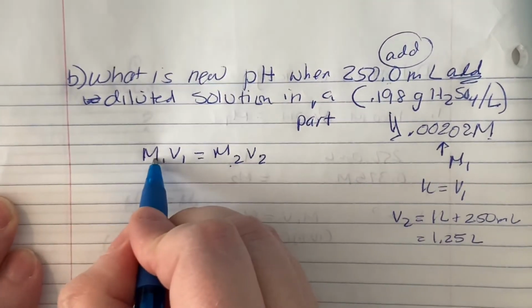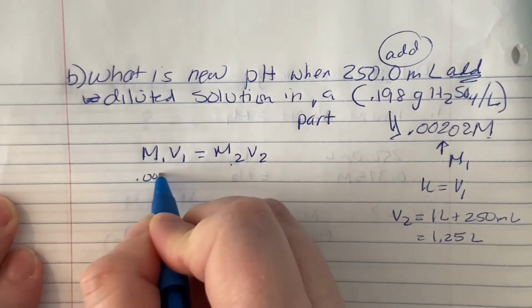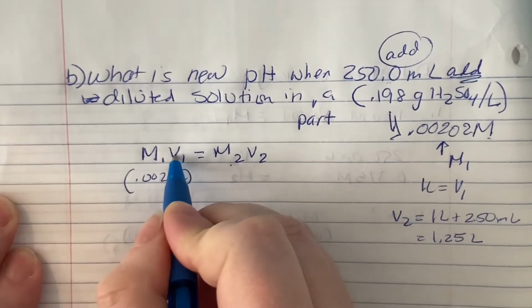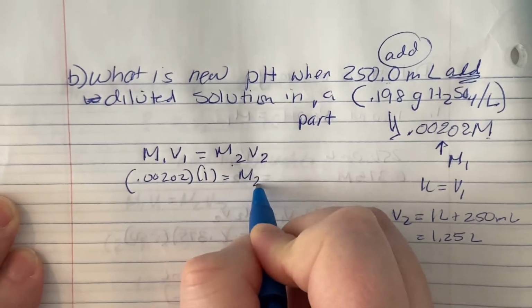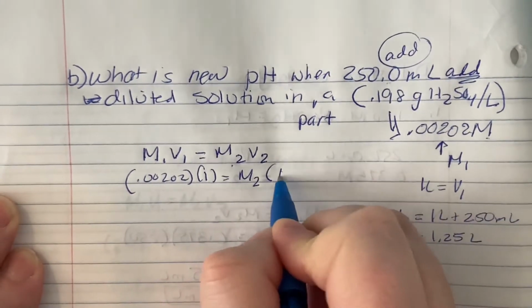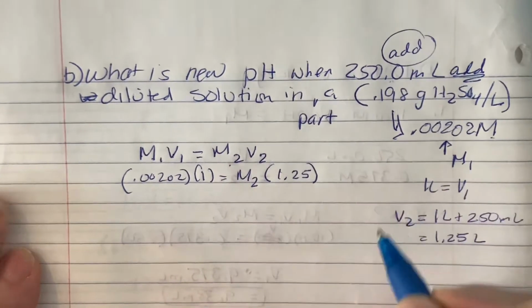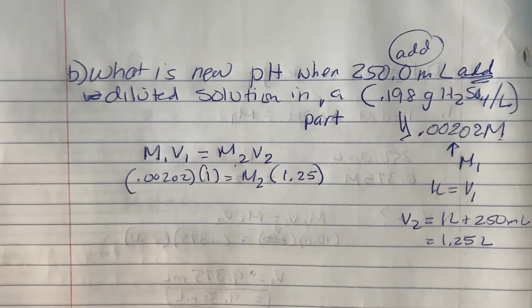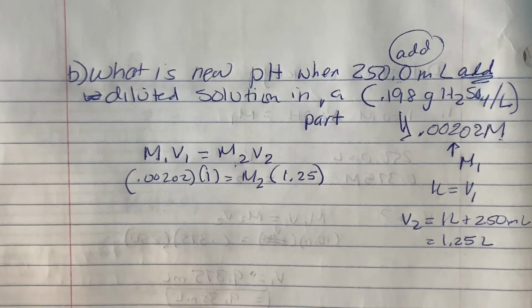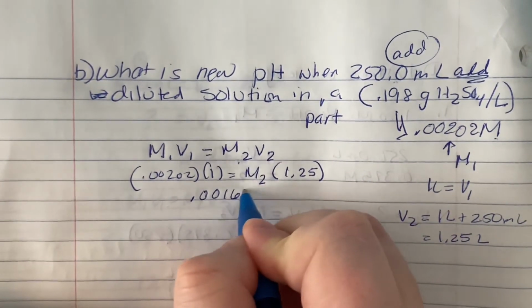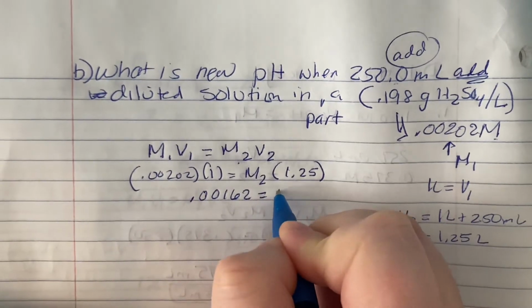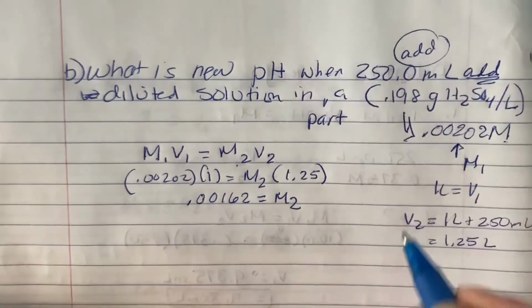Okay, so molarity 1, 0.00202, volume 1 in liters. Molarity 2 we're solving for. Volume 2 again in liters. Remember, the volumes have to match units. So 0.00202 divided by 1.25, and that is going to give me 0.00162 is my new molarity.